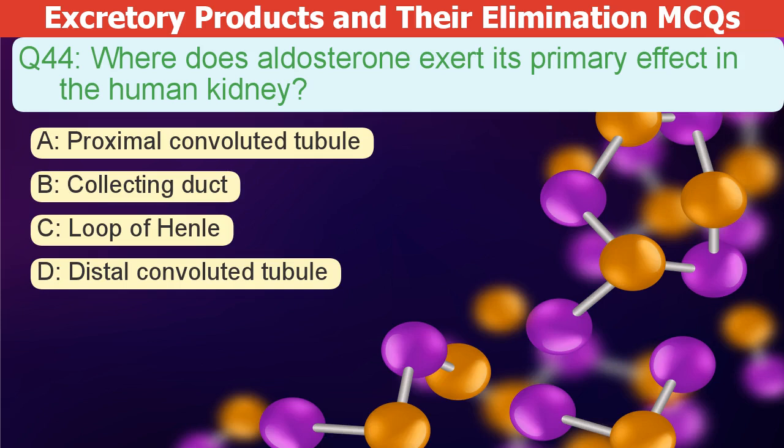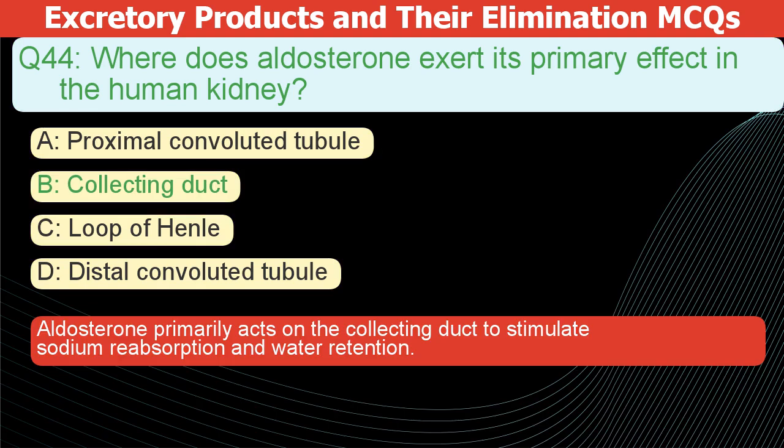Where does aldosterone exert its primary effect in the human kidney? A. Proximal convoluted tubule. B. Collecting duct. C. Loop of Henle. D. Distal convoluted tubule. The correct answer is B. Aldosterone primarily acts on the collecting duct to stimulate sodium reabsorption and water retention.